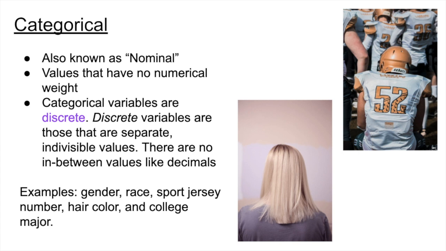Discrete variables are those that are separate, indivisible values. There are no in-between values like decimals. Each value is treated as an individual category, and those categories are then compared to one another. Some examples of a categorical variable are gender, race, sport jersey number, hair color, and college major. Categorical variables are a way to separate and organize observations by a feature or characteristic.